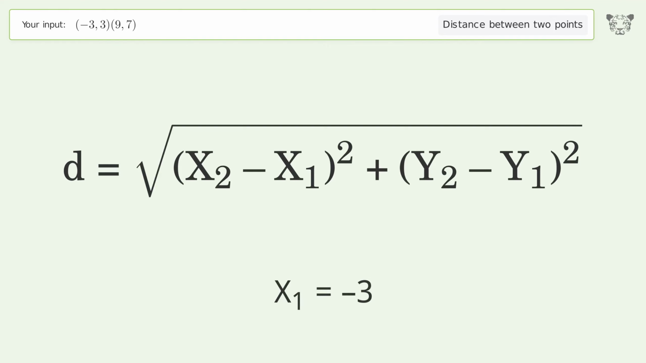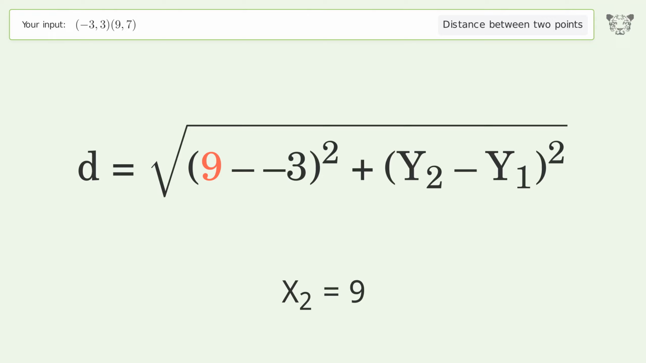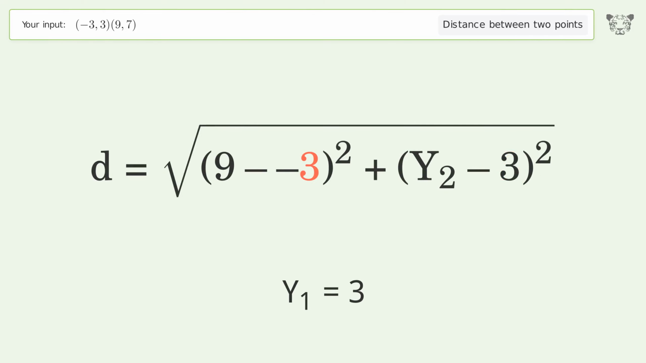x1 equals -3. x2 equals 9. y1 equals 3. y2 equals 7.